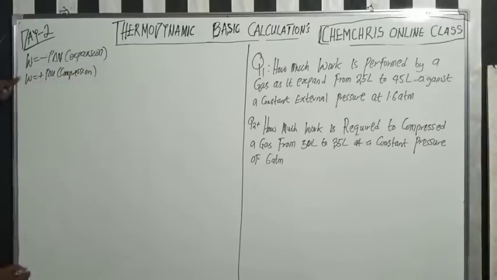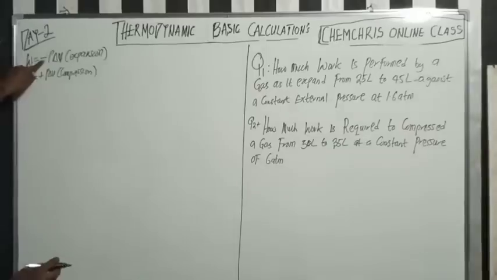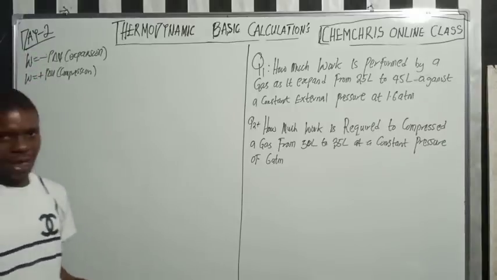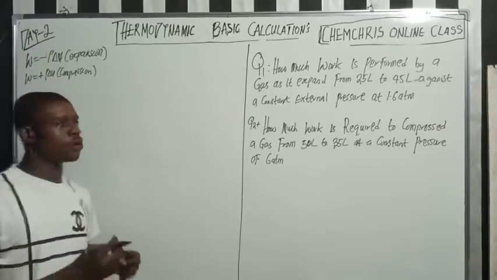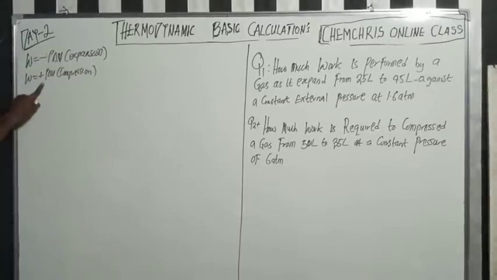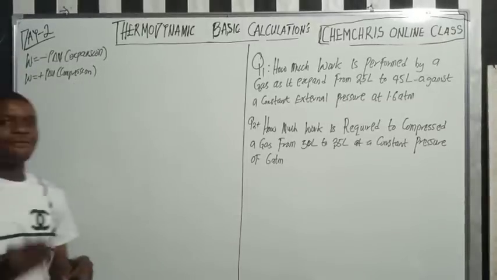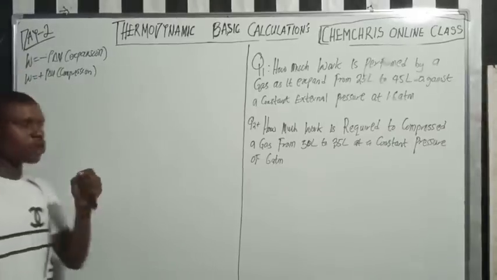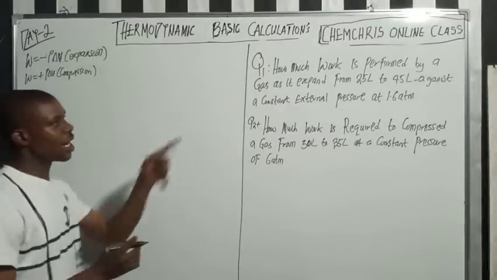What it means is that the final sign in expansion must be negative, and the final sign in compression must be positive. So the value of work you're going to get will be a positive sign in compression, and the final sign in expansion is going to be negative when it comes to work done. So now let's start with the first one.